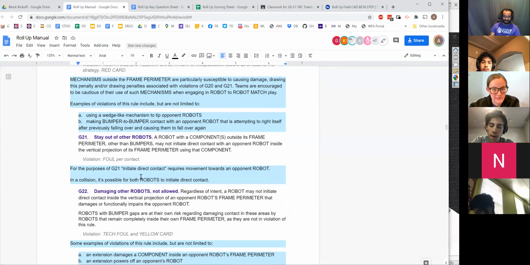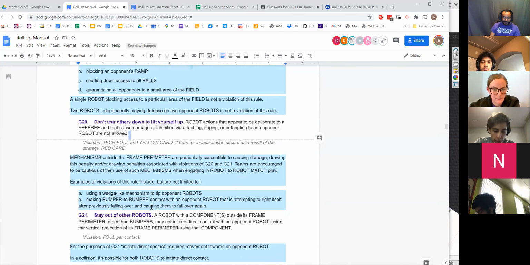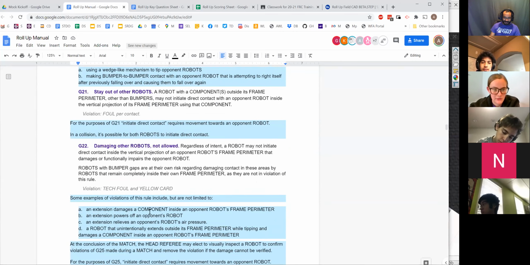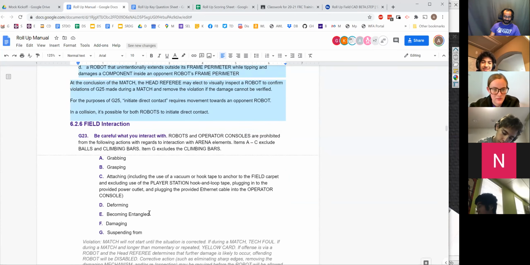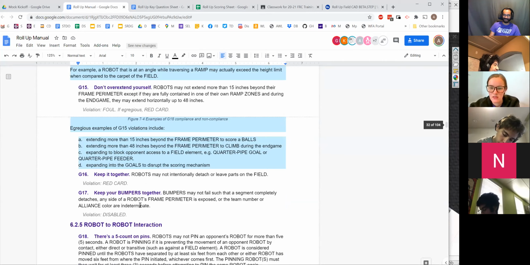Wait, does that rule not exist? Well, that's a questionable decision on our part. Where'd that rule go? Okay, well, we need to discuss whether the forcing people to take penalties rule is a rule or not, because I assumed it was, but I actually don't know if it's in the manual.